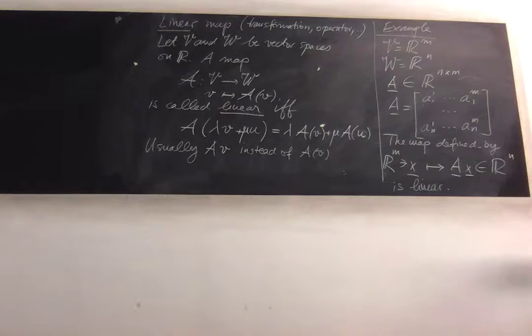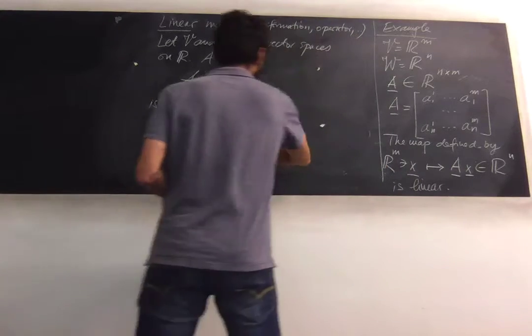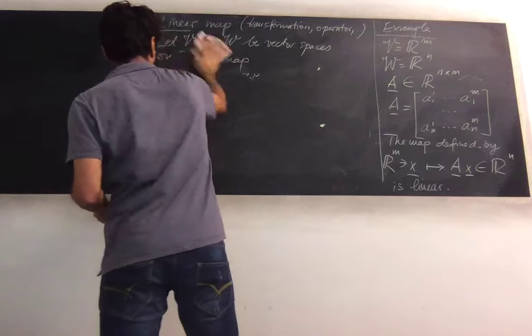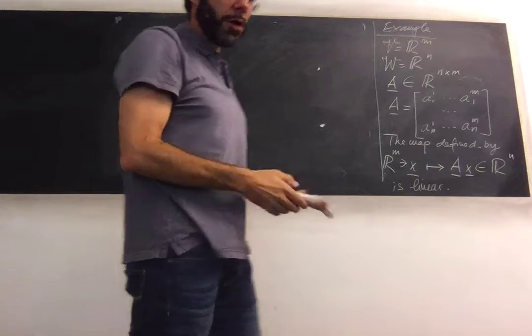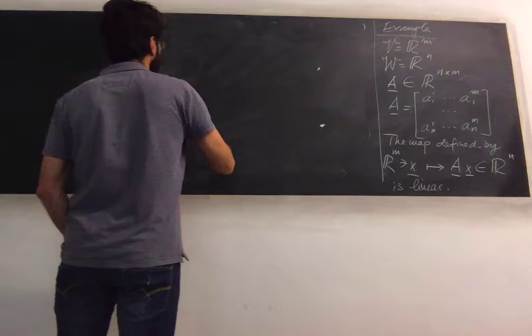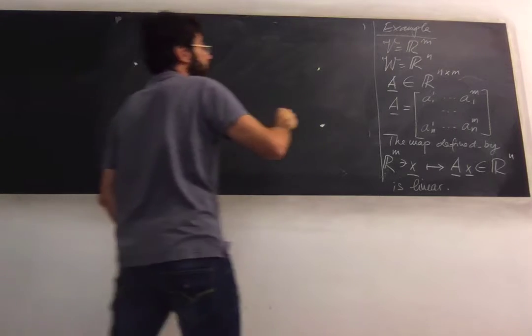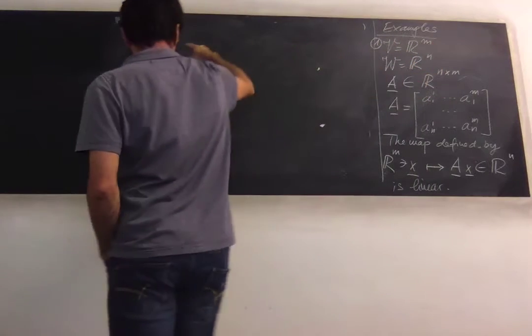Okay, so this is an example, and in fact it's quite an important example of a linear map. Other examples involve other vector spaces. For example, we can take the huge vector space of infinite sequences with real coefficients. So this was example 1. This is example 2.